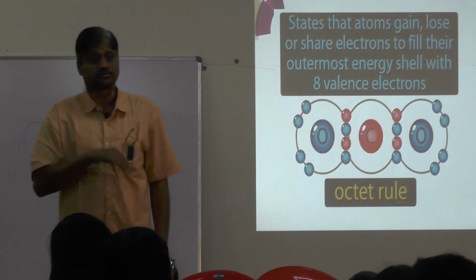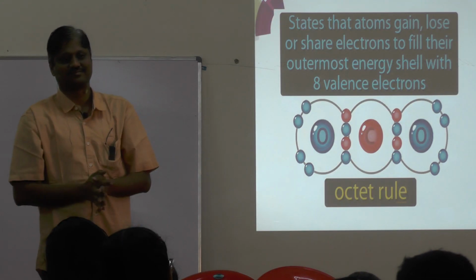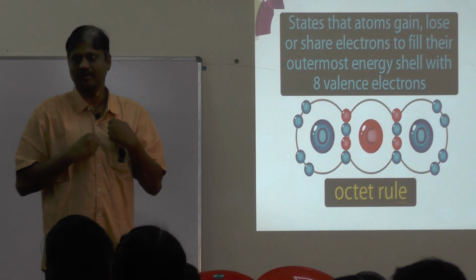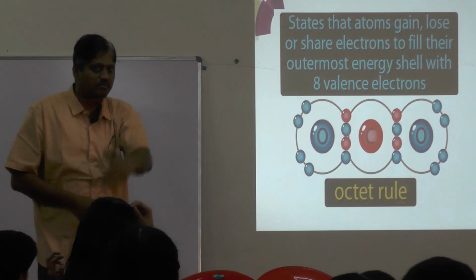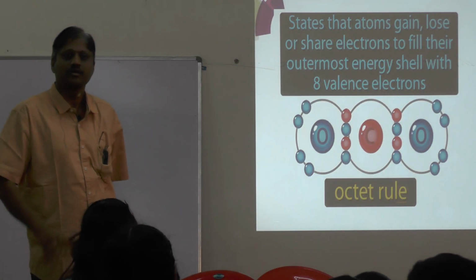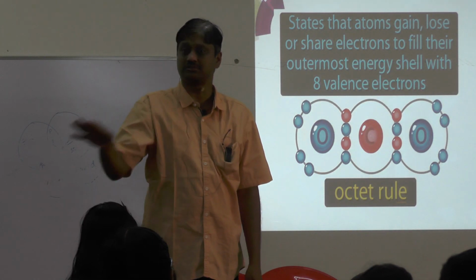An atom gains or loses, or shares, electrons. Gaining, losing, or sharing. If it completes the inert gas configuration, then it is called the octet rule. Right or not? For that only, the entire chemical reaction is taking place. The entire mechanism is taking place.